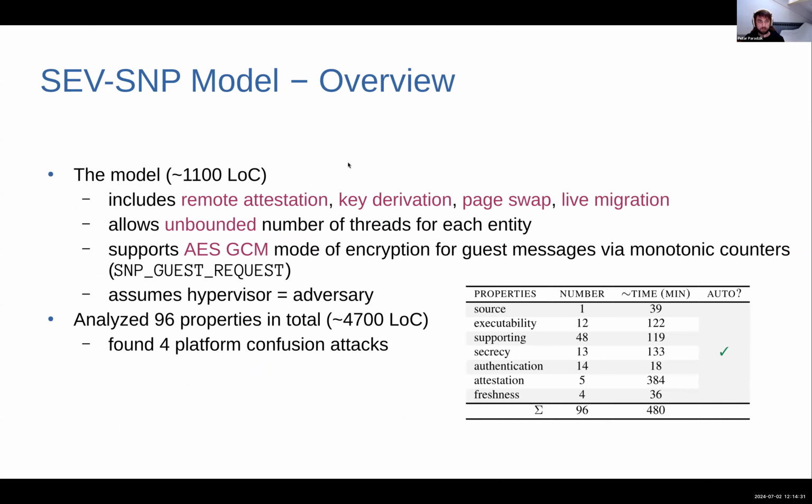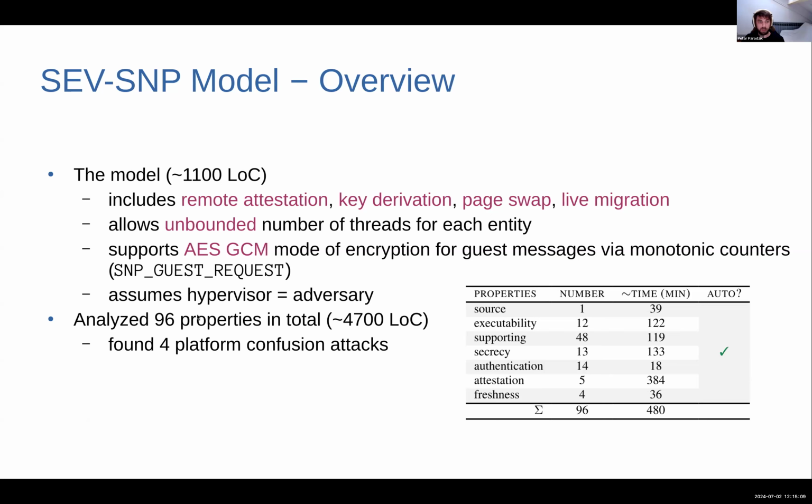Okay, so our model includes main features like remote attestation, key derivation, page swap, and live migration. Again, we model 4 entities. Those are the SNP protected guest, SNP firmware, migration agent, and a guest owner. And we allow an unbounded number of threads for each of those entities. And as I said previously, we also model Galois counter mode of encryption, and we have implemented nonces and monotonic counters in Tamarin.